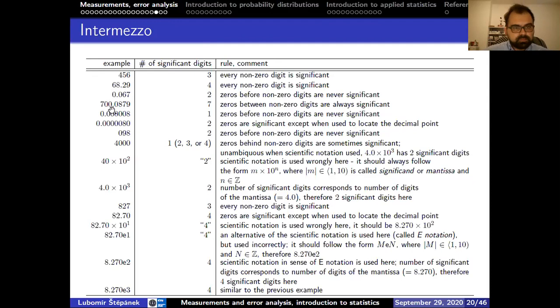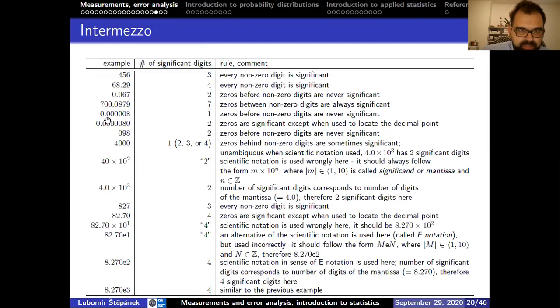700.0879. Also, zeros between non-zero digits are all significant, because they must be there, yeah? Either to locate the decimal separator, or just to make the correct value. So seven digits, 7 significant digits. All of them are significant.